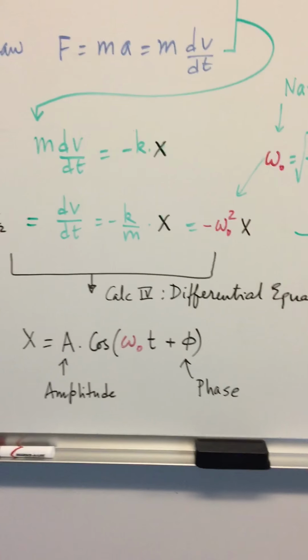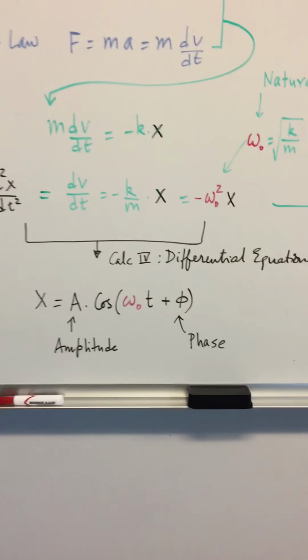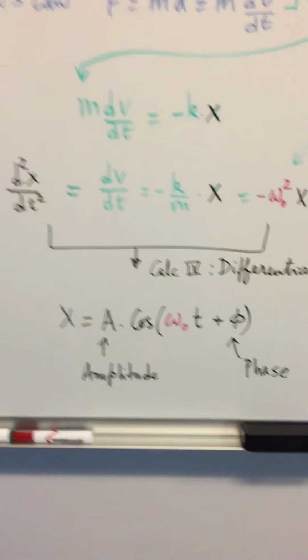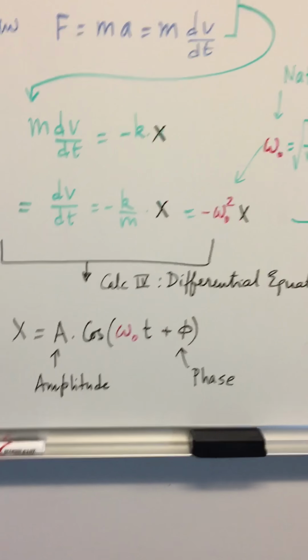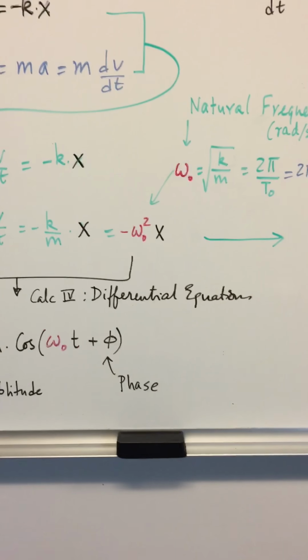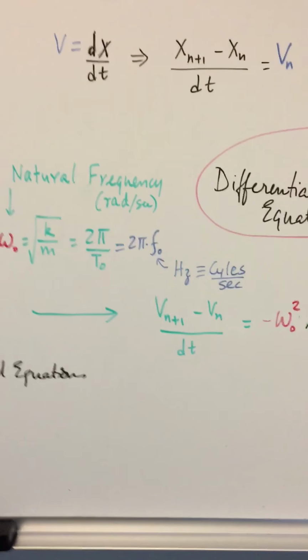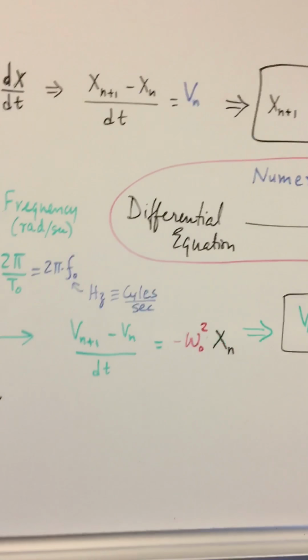That can be solved using methods of calculus for differential equations, and the solution is given by x equal to A times cosine of omega naught t plus phi. Phi is the phase.